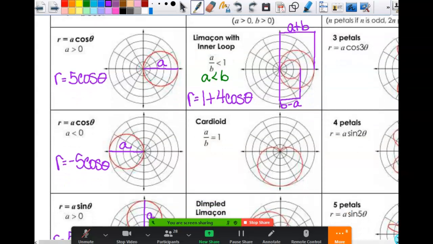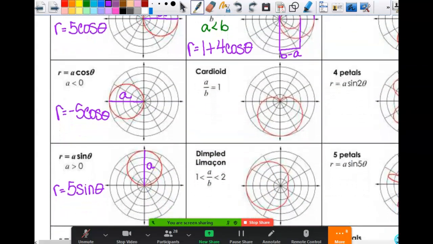Okie dokie. So then we have what's called a cardioid. Looks like a heart. Cardiac, cardioid, that's why it's called a cardioid. There you go. There's your prefixes. Here, A equals B, or A over B equals 1, which is the same as A equals B.